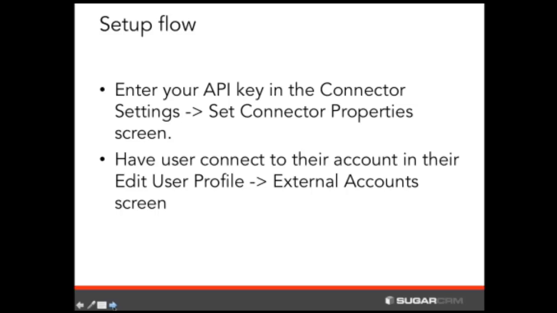So the setup flow for getting an OAuth token going is very simple. First you're going to enter your API key and other app credentials in the connector settings in the set connector property screen. And then each user, when they want to connect their account to that system and leverage the API connector app that you've built, all they need to do is go into their user profile in the external account screen and add in their credentials that way. They can get going relatively simply.